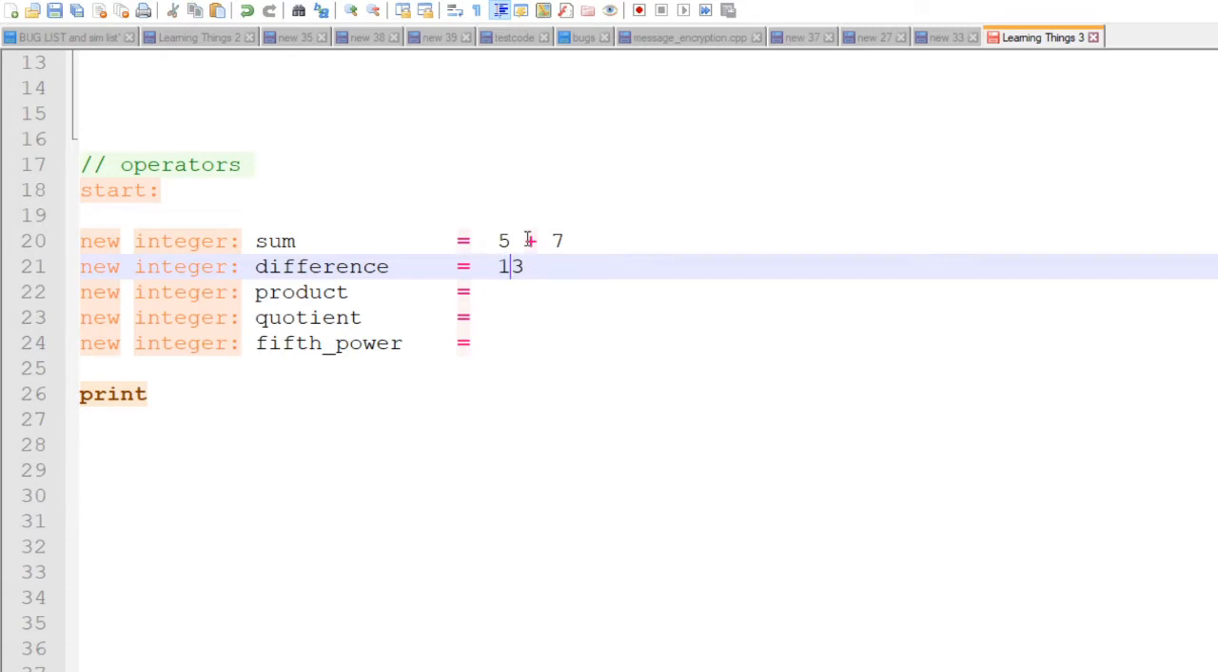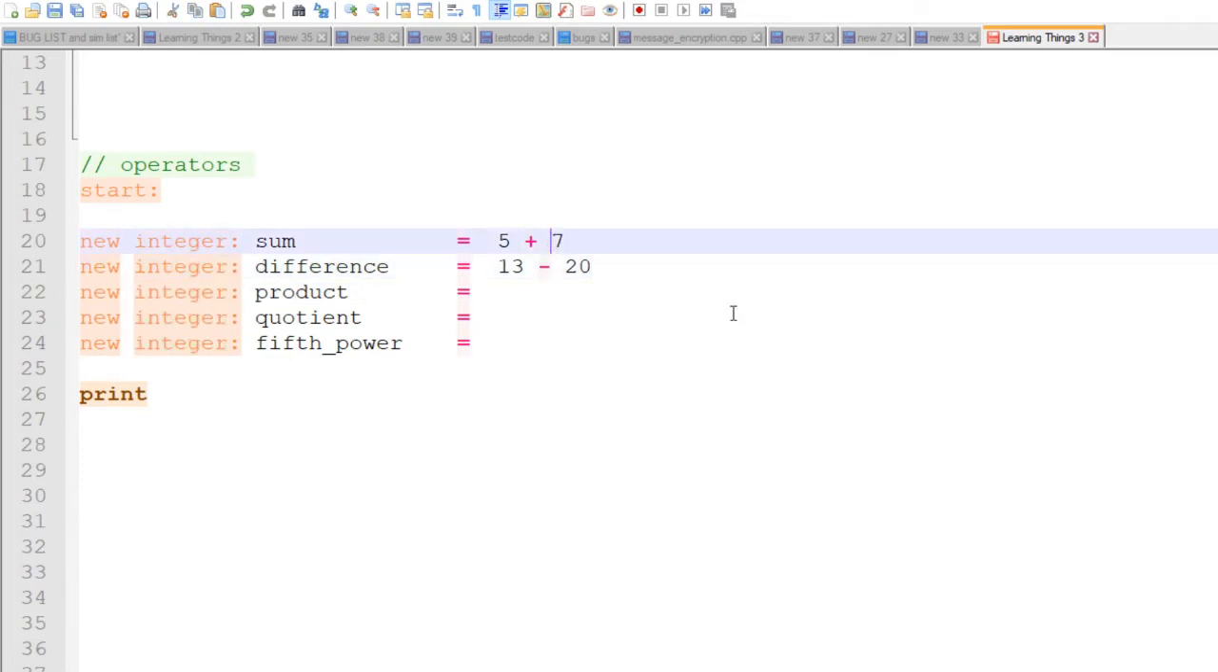Now here's the thing. I can even do 13 minus 20, and it would still store the information correctly because integers are positive and negative. You can make a negative integer. So this is perfectly fine. And I can also add negative numbers. I can do 5 plus negative 7, or whatever you need to do.